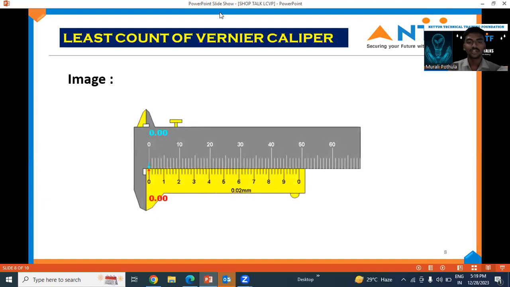Here we can see the variations of main scale division and vernier scale divisions. The gray color shows the main scale division and the yellow color shows the vernier scale division. When the zeros coincide on the main scale and vernier scale, we can see the 49 divisions of main scale division and 50 divisions of vernier scale division.